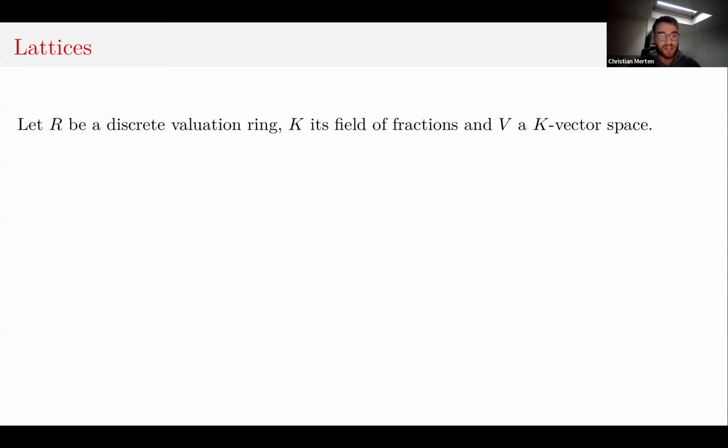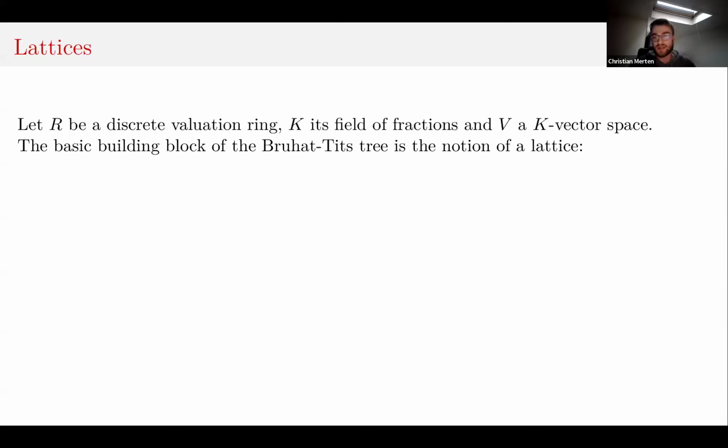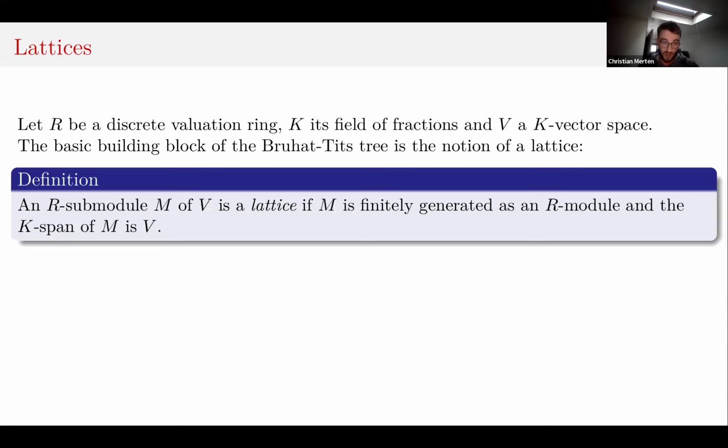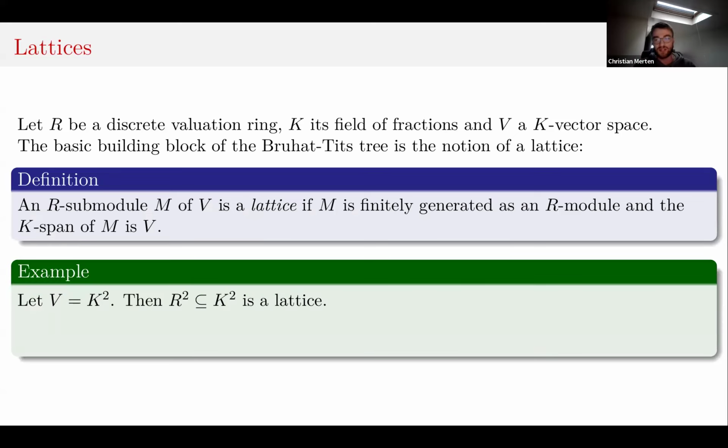So that's the setup. R is a discrete valuation ring, K is its field of fractions, and V is a K-vector space. If you don't know what these words are, then just pretend R is the 2-adic integers, K is the 2-adic rationals, and V is some K². And then the basic building block is the notion of a lattice. A submodule M of V is a lattice if it's finitely generated as an R-submodule and its K-span is V. The standard example of this, if we consider V to be K², then R² in K² is a lattice, and we will refer to this as the standard lattice in the following.